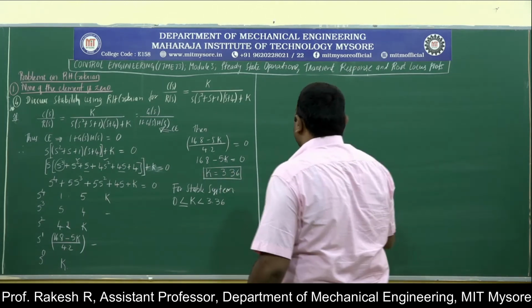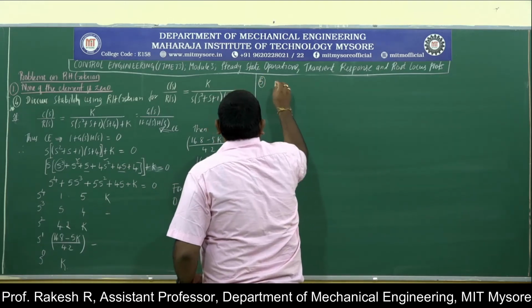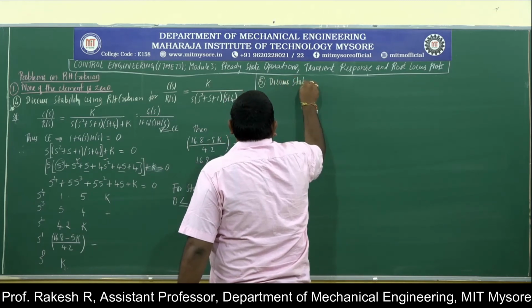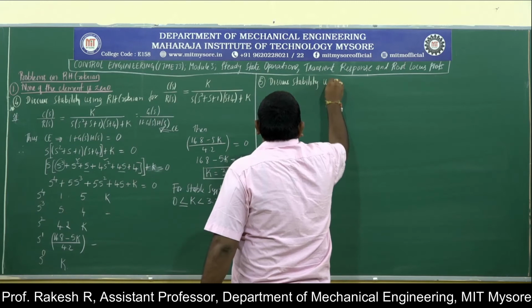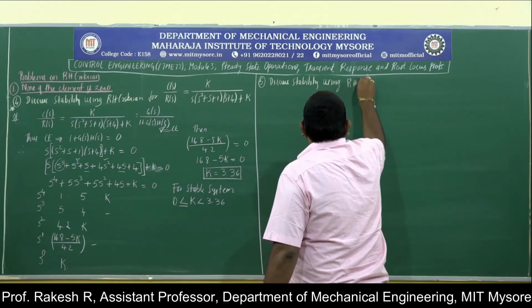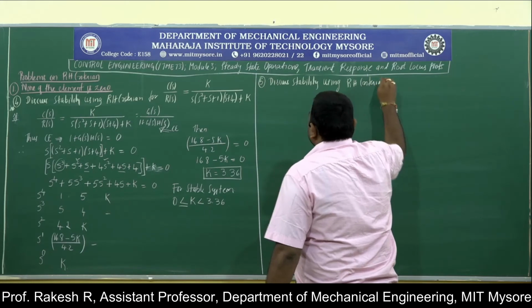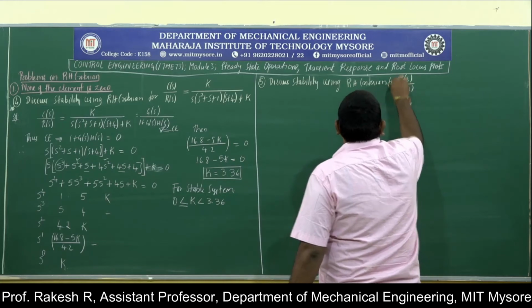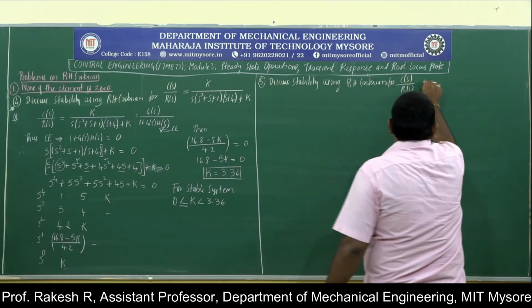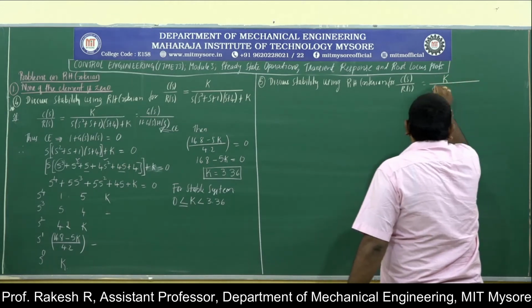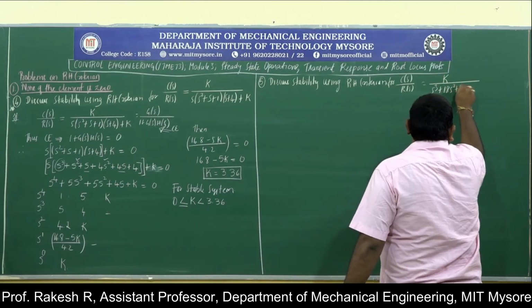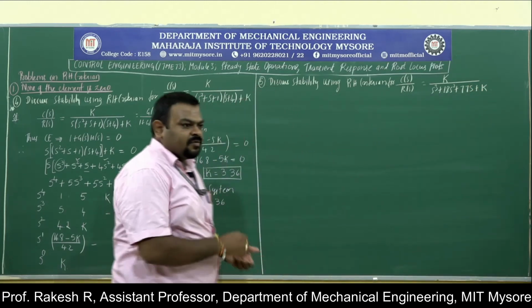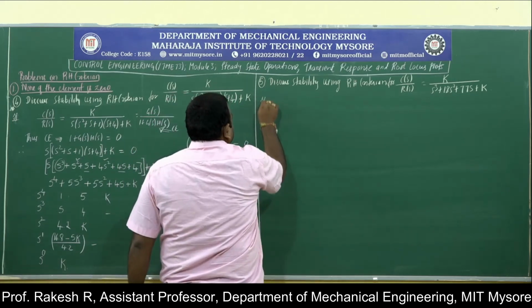Let us solve one more problem, the same thing. Discuss stability using the Routh-Hurwitz criterion. Again, I will take C of s by R of s for the closed loop transfer function: C of s by R of s is k divided by s cube plus 18 s square plus 77 s plus k. This is the question I have taken. Let us solve the same thing.